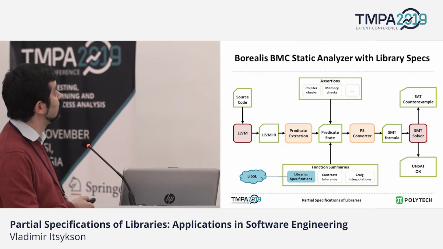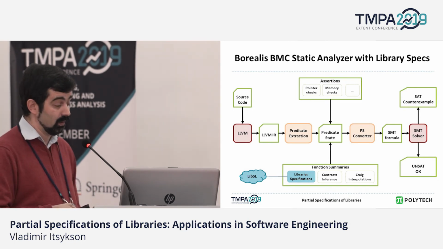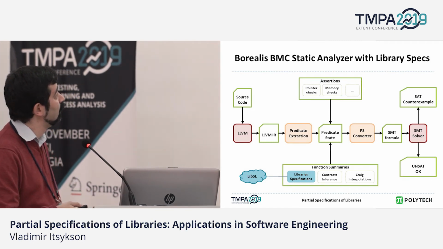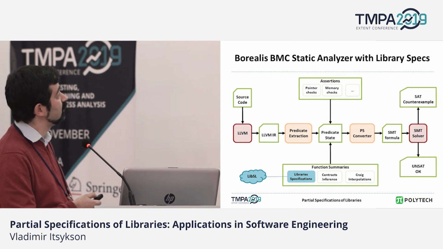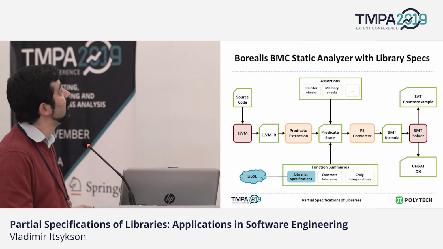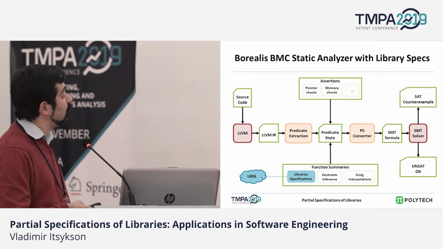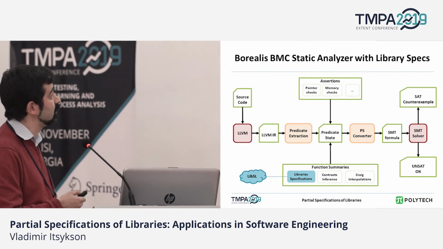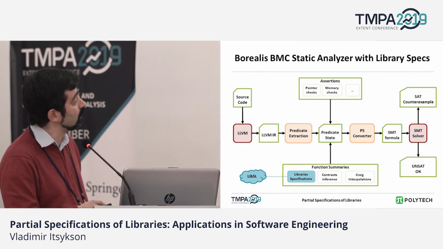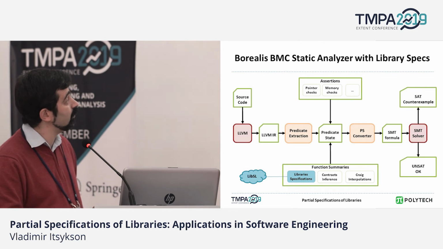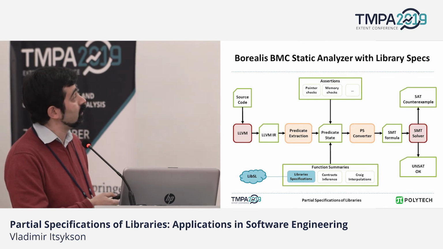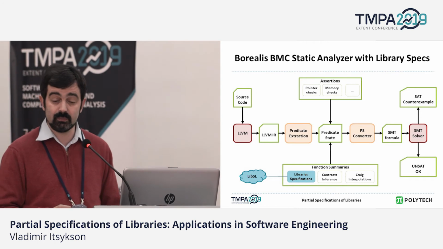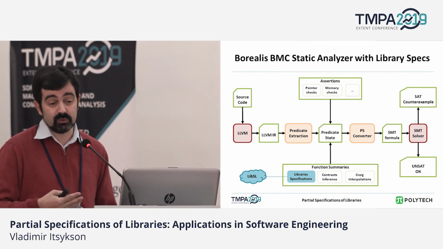We convert source code by the LLVM tool to LLVM intermediate representation. After that, we extract predicates from LLVM. This predicate extraction is a special representation called predicate states. We enrich these predicate states with assertions and function summaries. After that, this state is converted to an SMT formula. The SMT formula is moved to the input of the SMT solver, and we have two results. If it's unsatisfiable, it's okay, or if it's satisfiable, we get a counterexample and can decide the reason for the error.